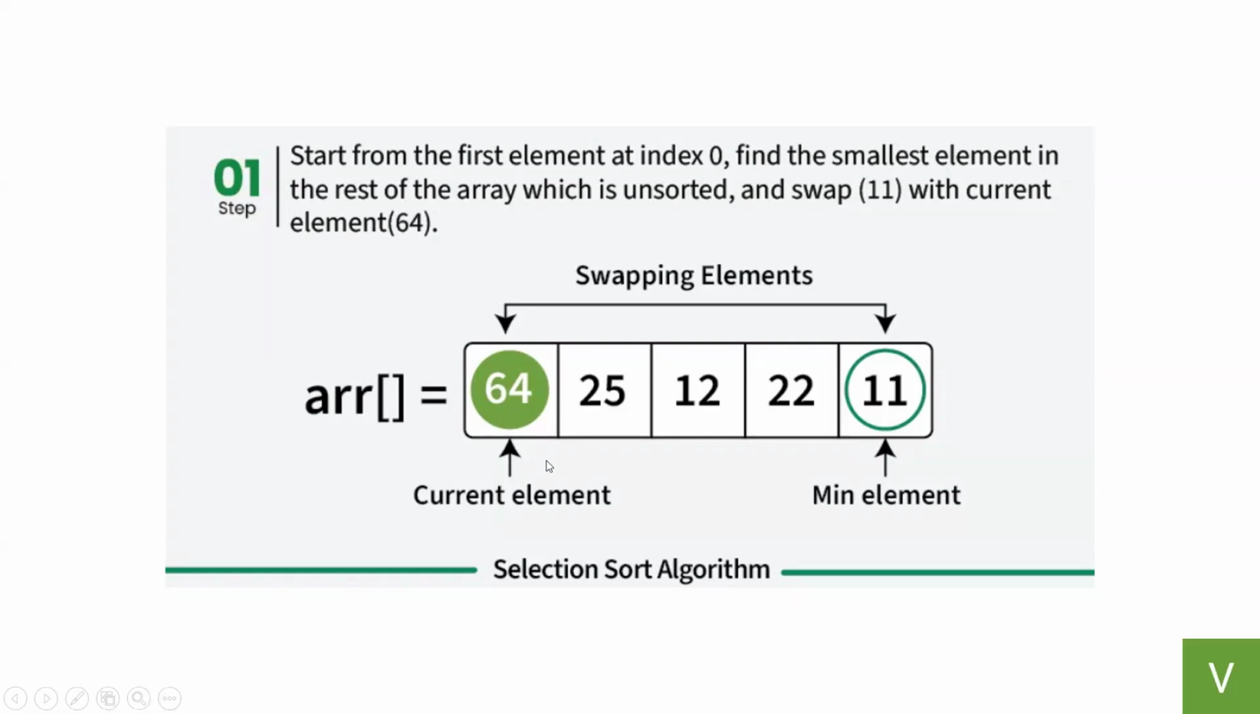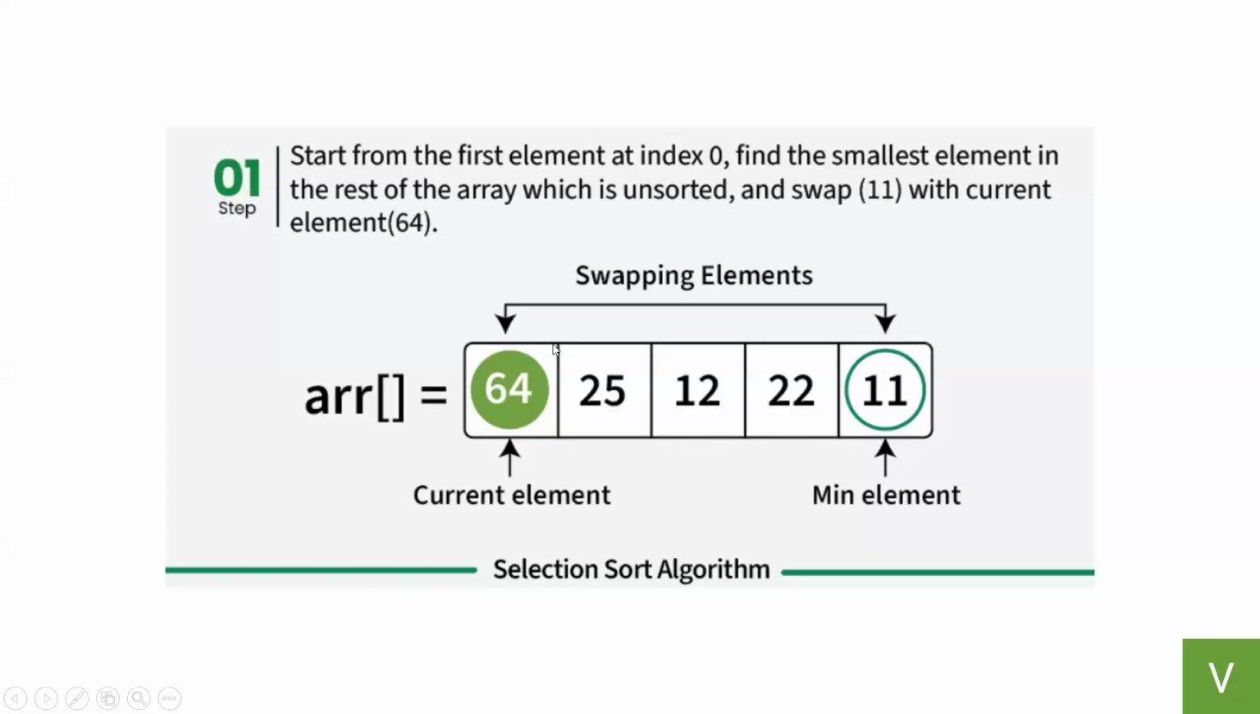We compare 64 with 25 and find the smallest element. Here 25 is the smallest element. Now 25 is compared with the corresponding element, that is 12. Again here 12 is the smallest element. Now 12 is compared with 22. Here again 12 is the smallest element. Now 12 is compared with 11. Here 11 is the smallest element. So no more comparisons are possible, and we can find that 11 is the smallest element.